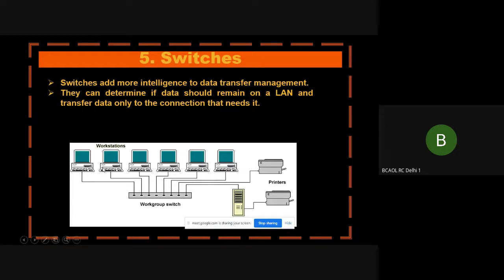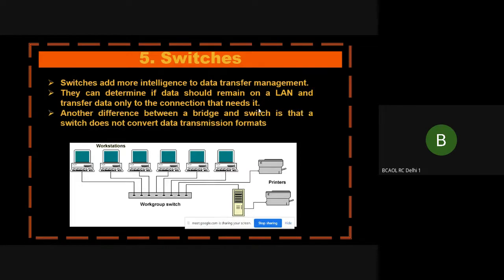But here, if this computer wants to send data to this computer, it will only go from here to here, right? Not to all the other computers. Do you understand? So they can determine if data should remain on a LAN and transfer data only to the connection that needs it.